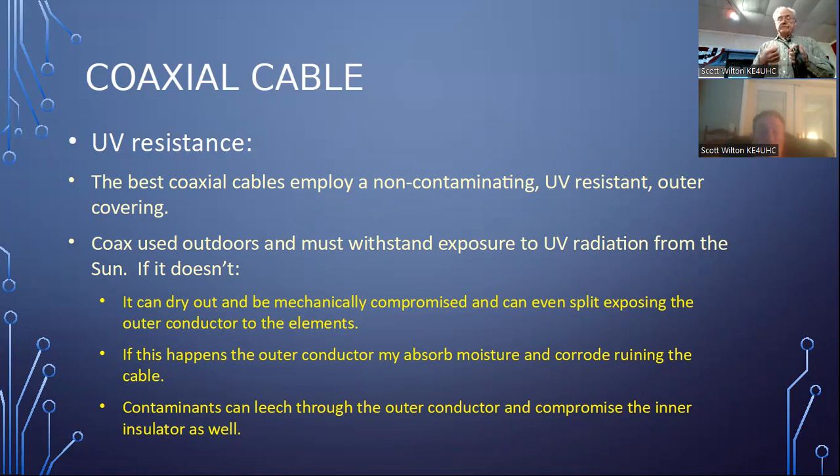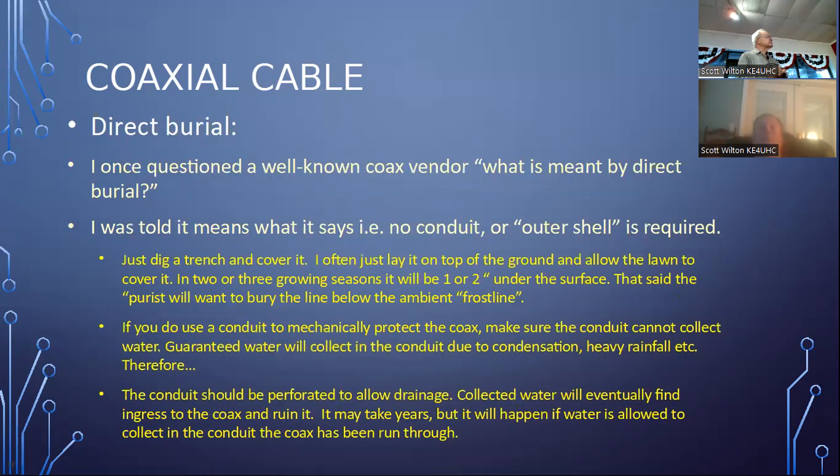And what happens is decomposed plastic gets into the braid and contaminates the inside insulator as well. And guess what that does? Remember the dielectric constant? It changes it. So what does that do to Z0? It makes a change to it. So you want good quality cable that has a UV resistant outside jacket. And finally, I don't know if I have a slide on burial.